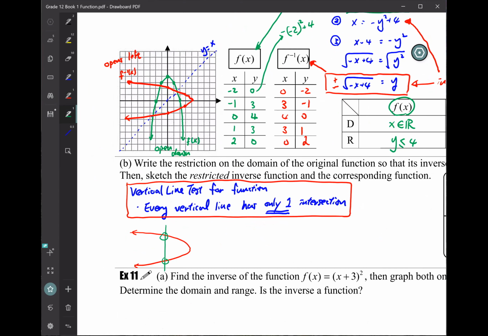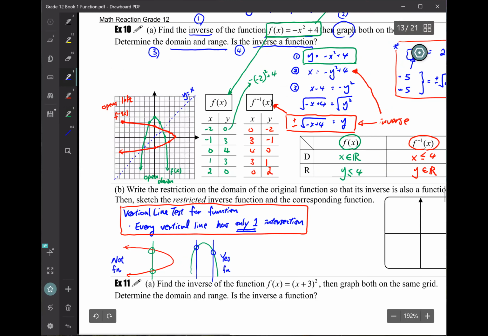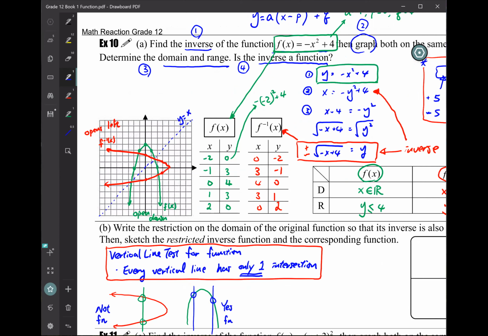Now for the green one, it doesn't matter where you draw it, you only have one intersection. Okay, so the one that's opening down, if I try to draw a vertical line, it only crosses once. I draw it here, it only crosses once. It doesn't matter where you draw the vertical line, it only crosses once. So this one is a function. Okay, so this should be a review from when you started learning function in grade 10. So over here is the inverse of function.